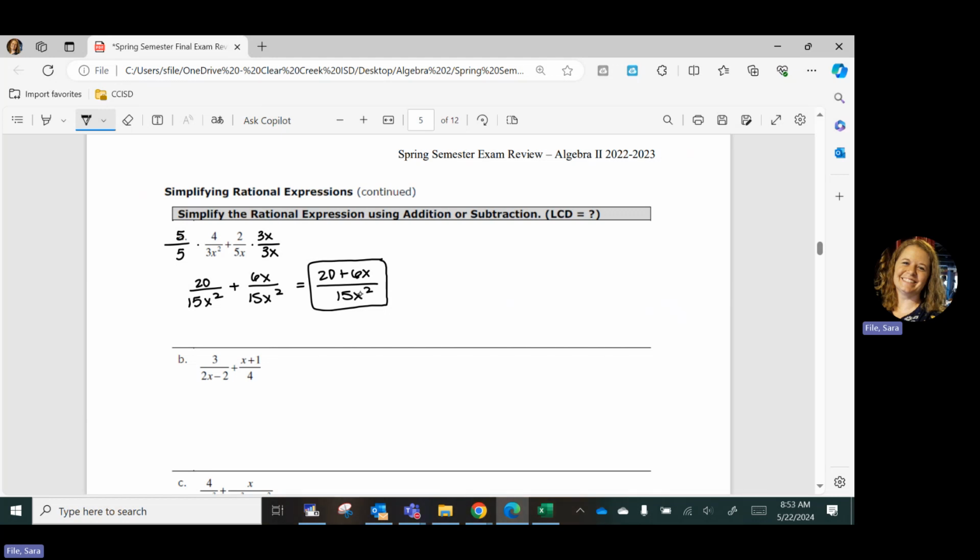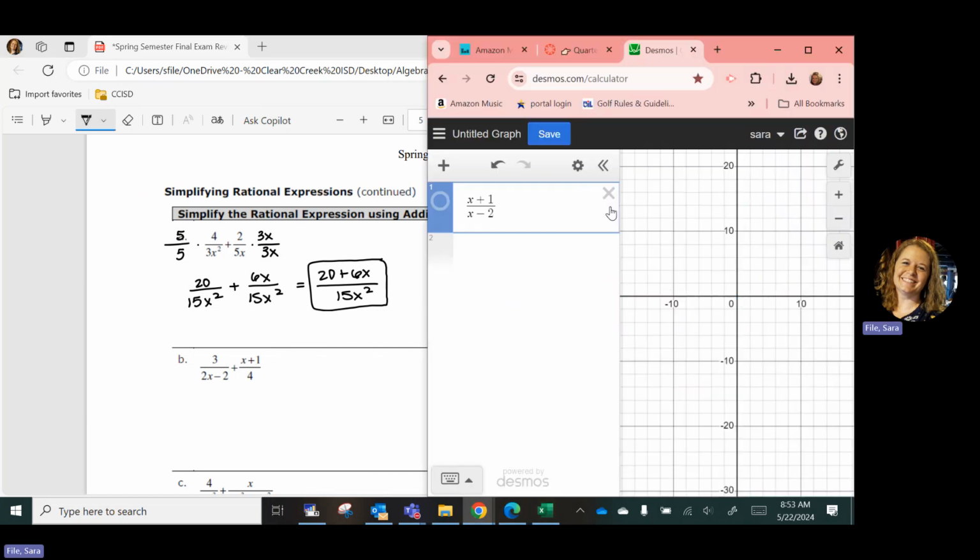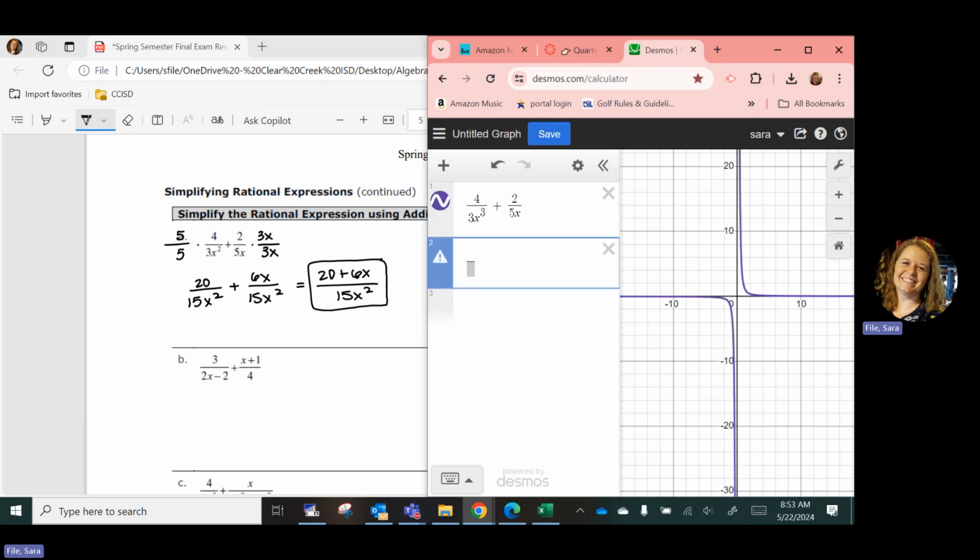Okay, but again, graphically, what you're looking for is that those are the same. Okay, so what you were originally given was 4 over 3x squared plus 2 over 5x. And then you would type in your answer choices. In this case, 20 plus 6x over 15x squared.